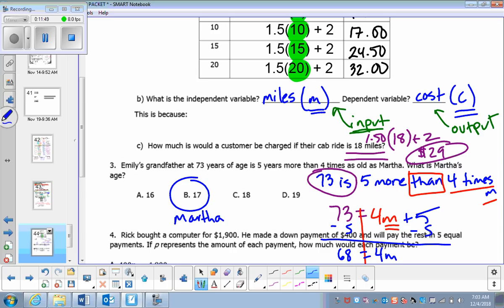Now to check, we can take 17, multiply it by 4, and add 5. And all we've got to do is see if that's 73 years old. So 17 times 4 is 68, plus the 5, we get a 73, so we're good to go.